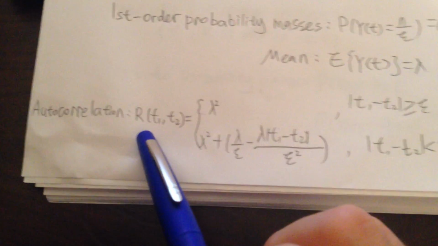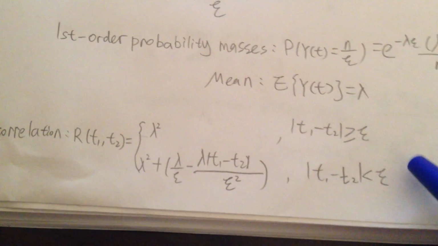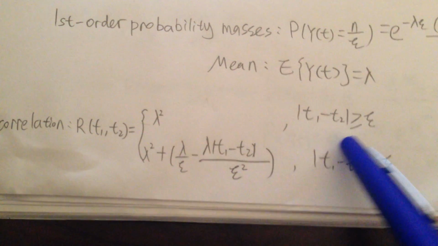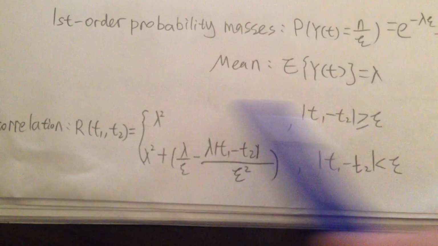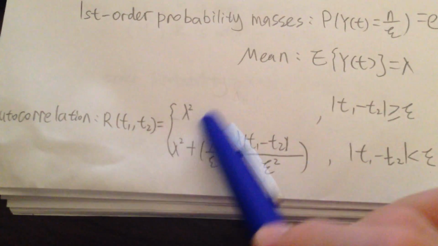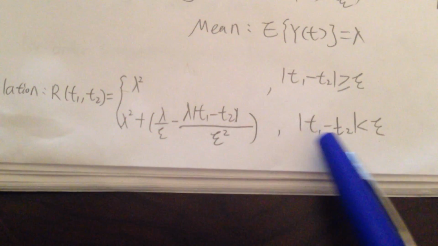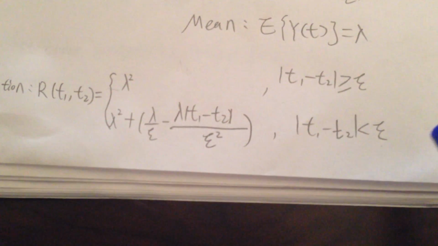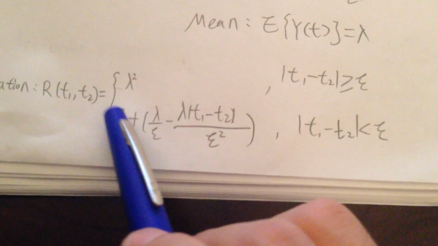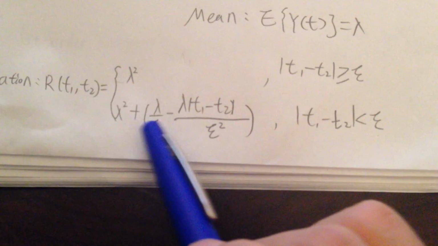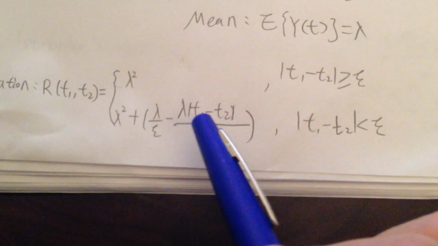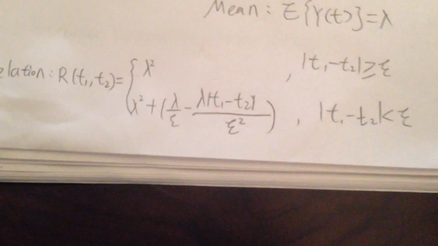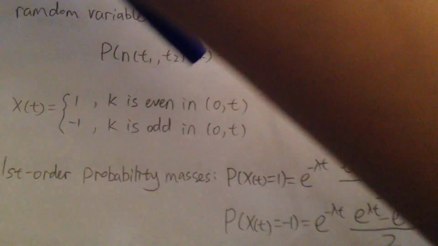And the autocorrelation of this process we need to discuss in two conditions. The first condition is when the absolute value of t1 minus t2 is greater than or equal to epsilon, and the autocorrelation equals lambda squared. Otherwise, if the absolute value of t1 minus t2 is less than epsilon, then R(t1, t2) equals lambda squared plus lambda over epsilon minus lambda times the absolute value of t1 minus t2, over epsilon squared.